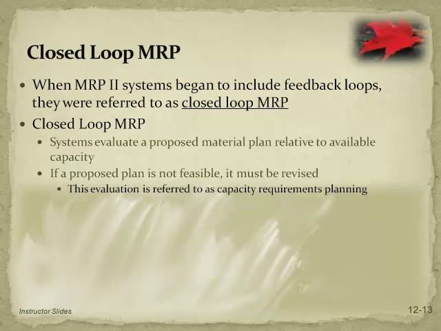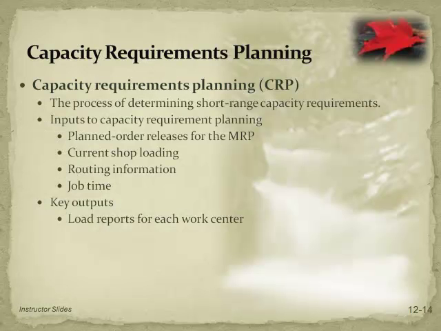MRP2 is also referred to by the term closed loop MRP. So we're linking the capacity plan. If it's not correct, that means we need to go back. We need to maybe make some changes in the master schedule so that we come up with a plan that is capacity feasible. So, capacity requirements planning.